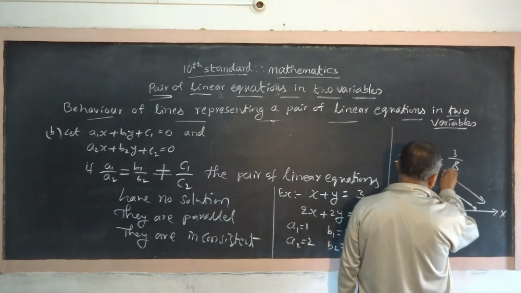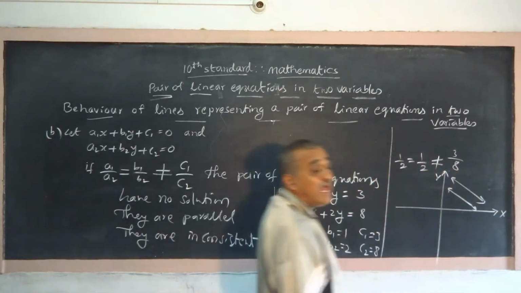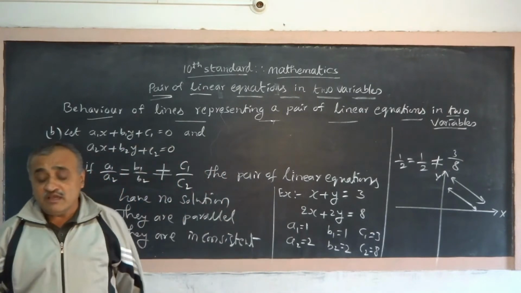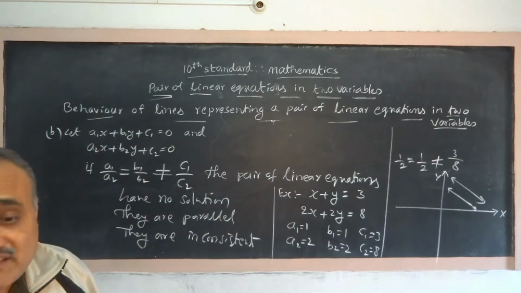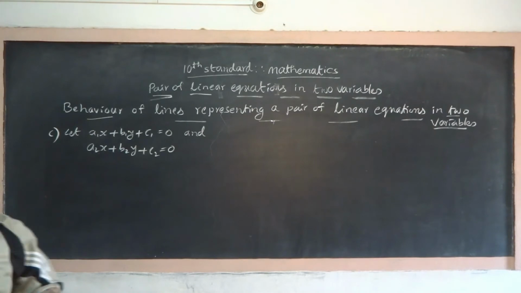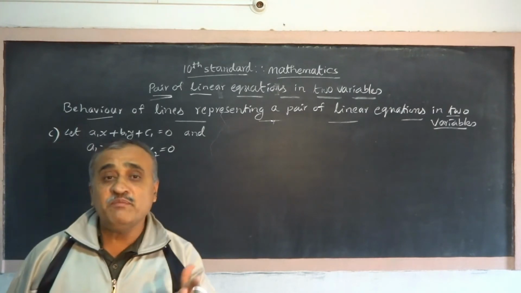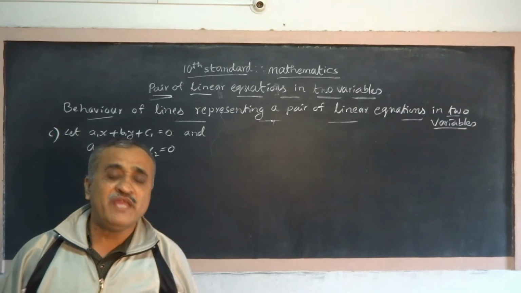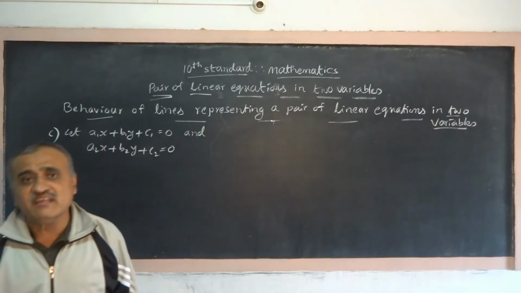This is x and this is y. They do not have any kind of solution. Is it? Now let us take the third condition. What is the third type of behavior of the pair of linear equations?